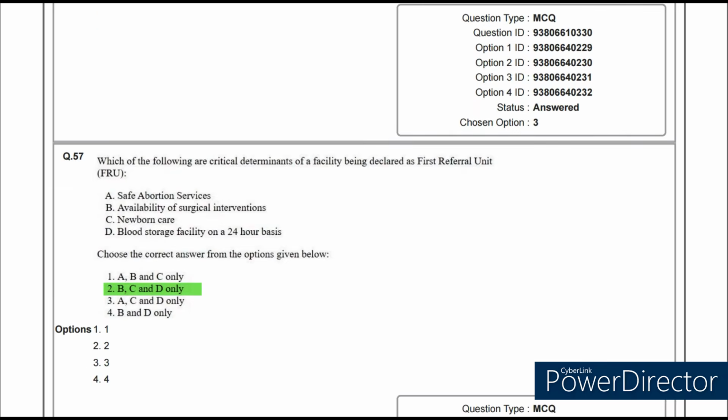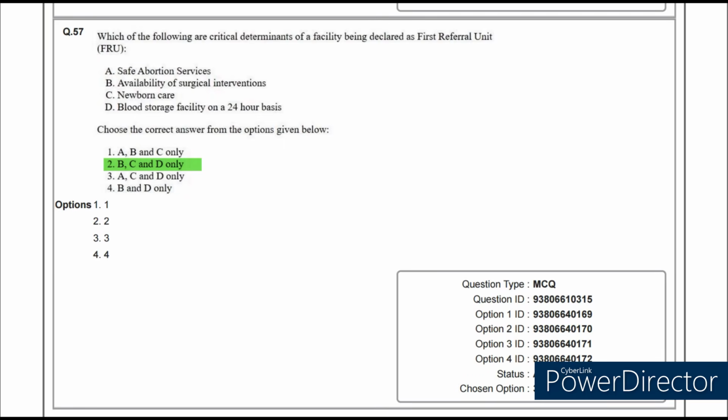Now coming to question number 57, which is about the first referral unit, or FRU. They're asking to find the critical determinants of a facility being declared as FRU. Except safe abortion services, the rest are correct. So the correct answer should be option 2.